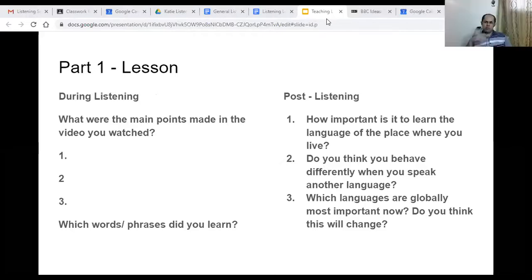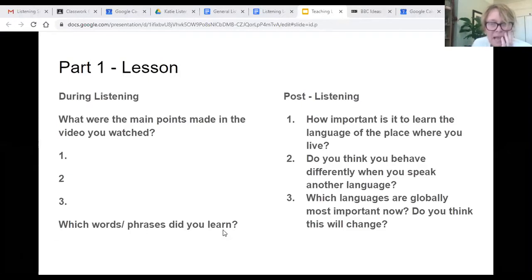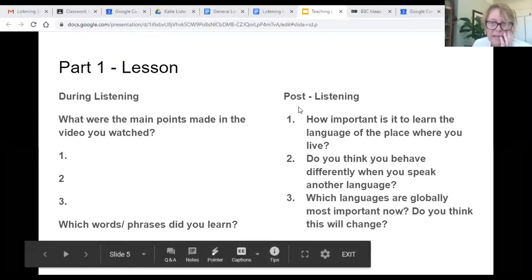And so your idea, Katie, is to prepare a task, send it in earlier to our students in advance, then just move to during listening, then post listening, yeah? Yeah, absolutely. Okay, so you can then put them into some chat rooms, into breakout rooms, where students can then answer these questions: what were the main points made in the video you watched, which words and phrases did you learn, and then you can give them some post-learning activities.